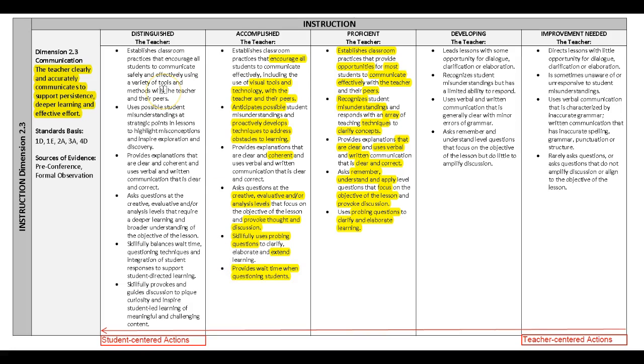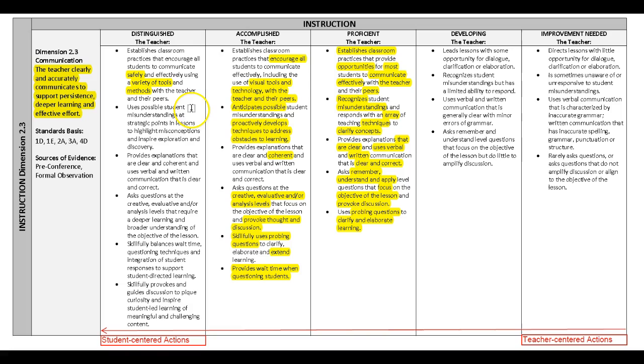Okay, now we're going to move over to the distinguished teacher, and again I'm going to highlight the things that are different. So the distinguished teacher establishes classroom practices that encourage all students to communicate safely and effectively. So we see the added word safely, using a variety of tools and methods with the teacher and their peers. So again, we have that variety of tools, and this time the added word methods.